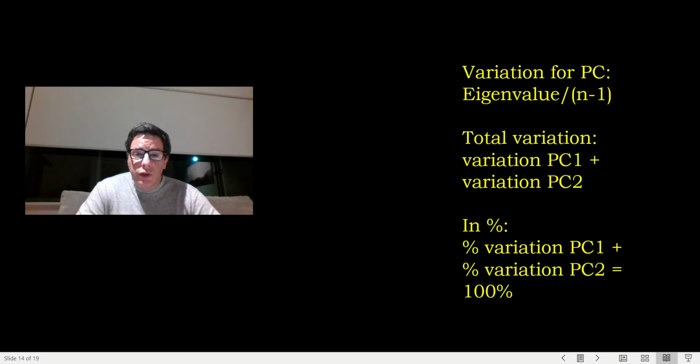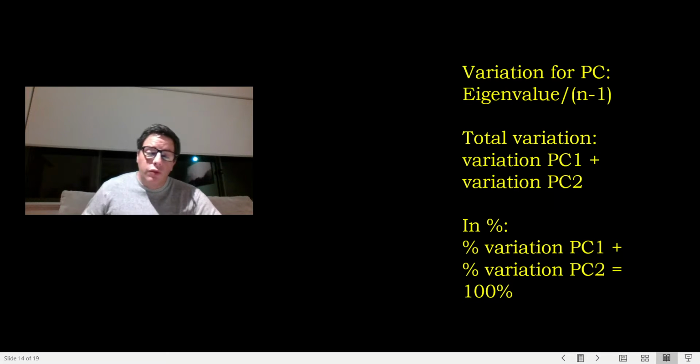the total variability of the data can be captured by the variability of the principal components. So the total variability of the data is the variability of principal component 1 plus the variability of principal component 2. And in this simple example, we only have 2 variables, so we can only have 2 principal components. But if we add more variables, then we have more principal components. So the total variability will be the sum of the variability due to each of the principal components.